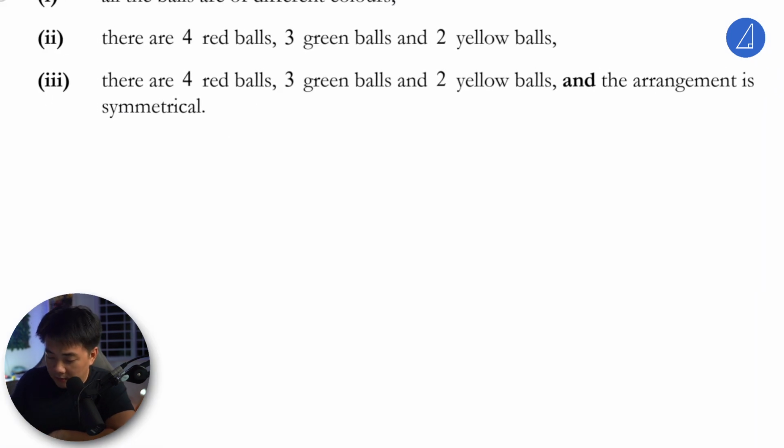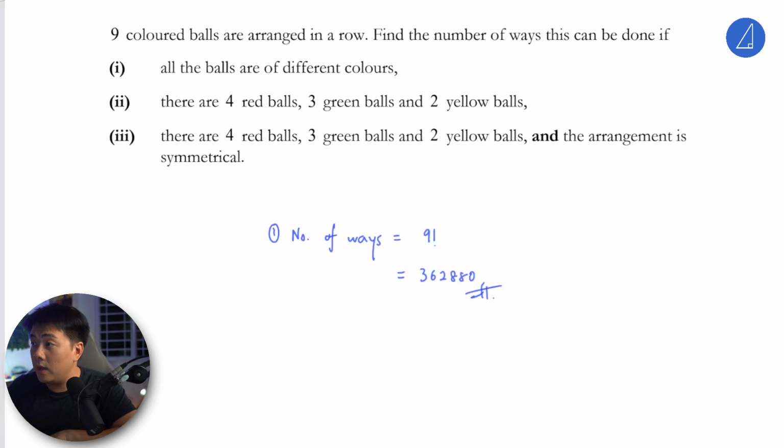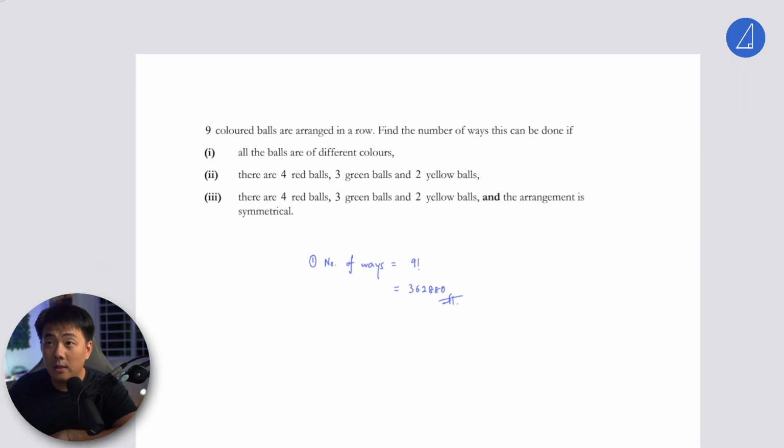So I think in this case here, the first one shouldn't be an issue. The number of ways is just 9 factorial because we have 9 distinct balls, right? Here we have 362,880. Okay, great. So let's look at the second one.